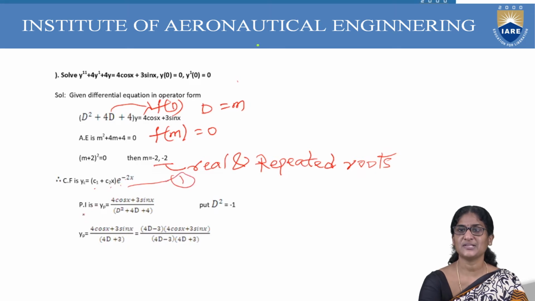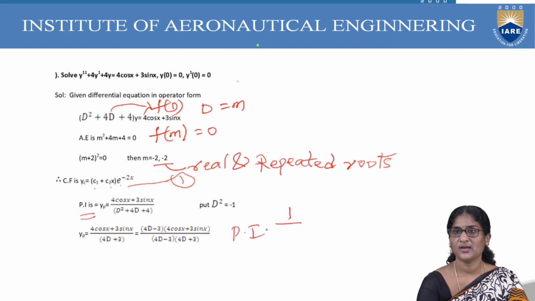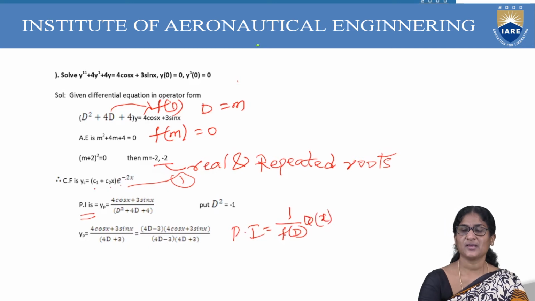Now in the second stage, we are going to find out the particular integral. How to find out the particular integral? What is the formula for the particular integral? The particular integral is equal to 1 by f of d into q of x. Okay, so what is f of d here? The particular integral is 4 cos x plus 3 sin x divided by 4d plus 3.